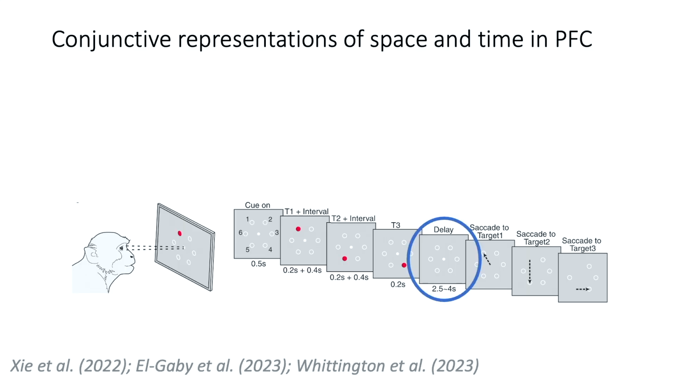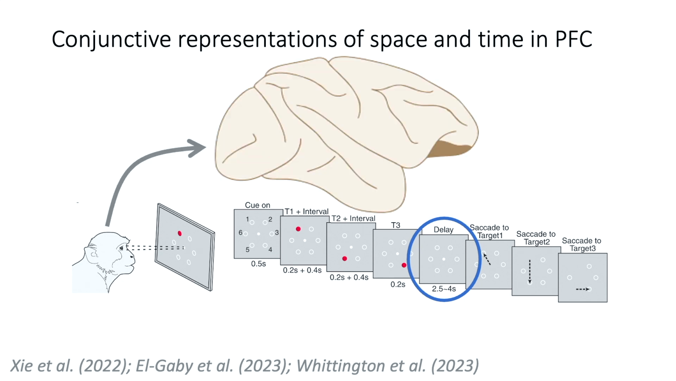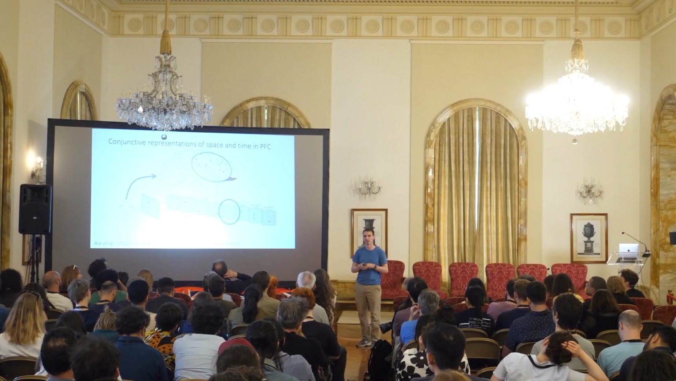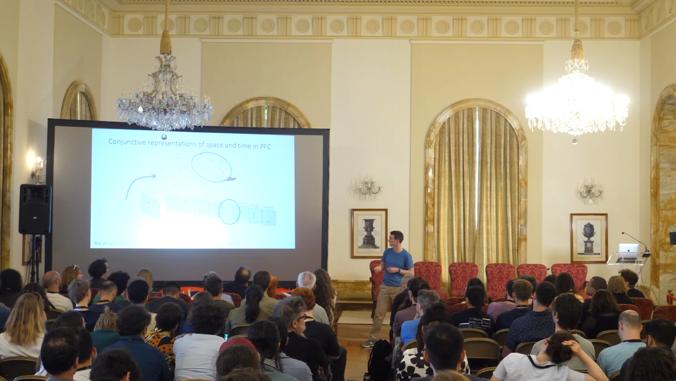Now, if we look at what goes on during this delay period, when the monkey has to keep this whole sequence in mind, and we look at the front part of the brain of the monkey, what Xie et al. found was this conjunctive representation of space and time, where there was one subspace of neurons that represented the location of target 1, a separate, orthogonal subspace of neurons that represented the location of target 2, and a third subspace that represented the location of target 3. So there was this simultaneous representation of the entire future all at once, which is very different from what we see in a lot of the planning algorithms that we typically think about in neuroscience.